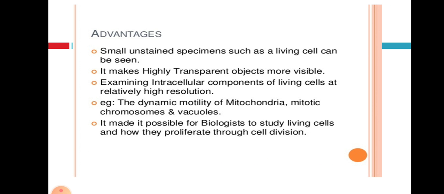Advantages of phase contrast microscope: small unstained specimens such as living cells can be seen, as staining leads to killing the microorganism. The staining process itself kills the microorganisms. So this microscopy is used in observing living cells without staining. It makes highly transparent objects more visible.